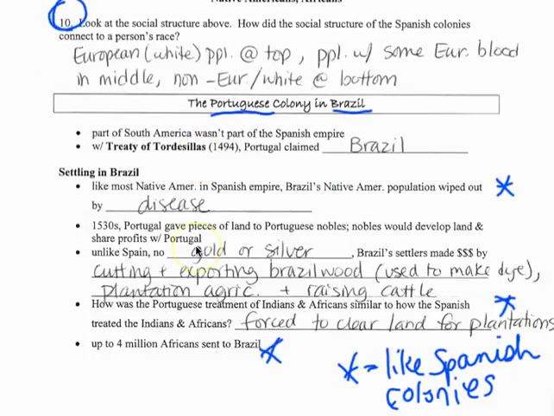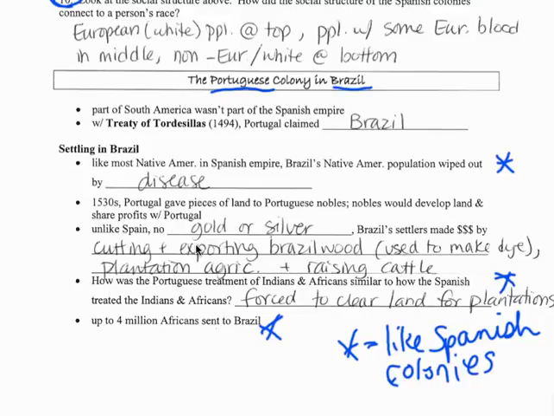The Portuguese had colonies in Brazil. Here's the information related to Brazil. That's why Portuguese is the main language of Brazil, because Portugal sent people to colonize what is today Brazil.